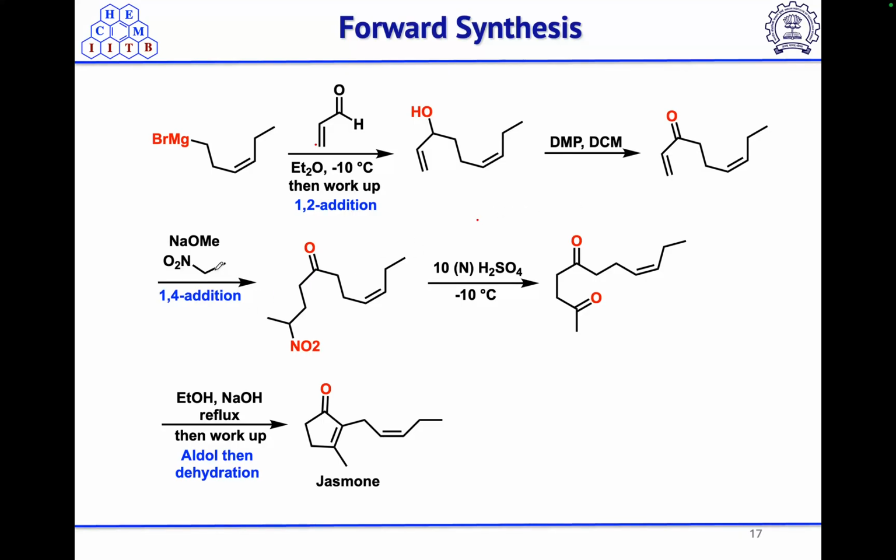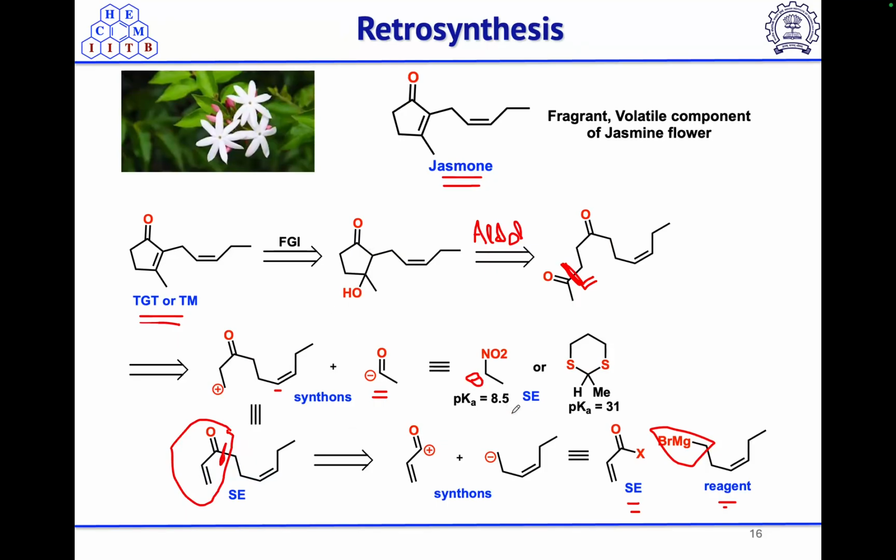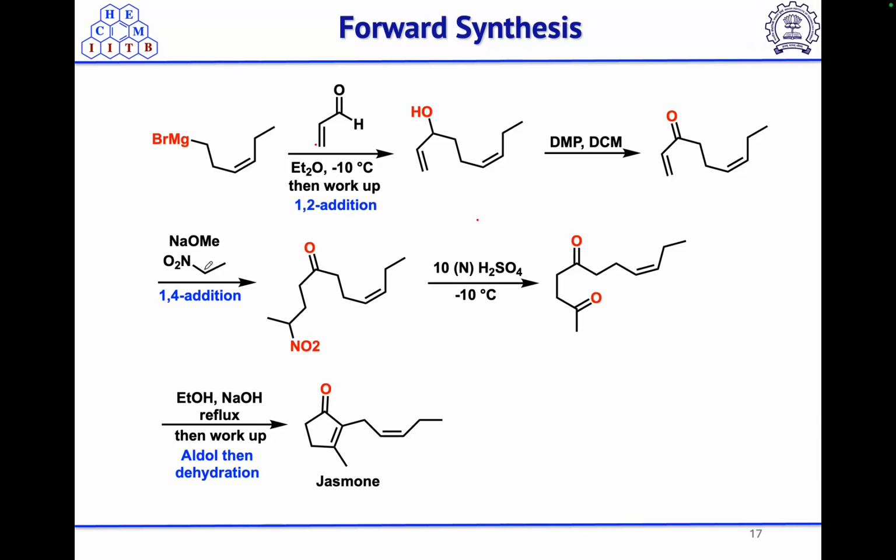Now we do the 1,4 addition of nitroethane. I have already shown that the pKa of nitroethane is 8.5, so you can use a weak base like sodium methoxide to take the proton alpha to the nitro group. Sodium methoxide can easily abstract this alpha proton, and then this anion can attack in a 1,4 fashion. By Michael addition of nitroethane you get this compound. Basically this C-C bond is forming here. Now we have to convert this nitro to a ketone, and this is called the Nef reaction.